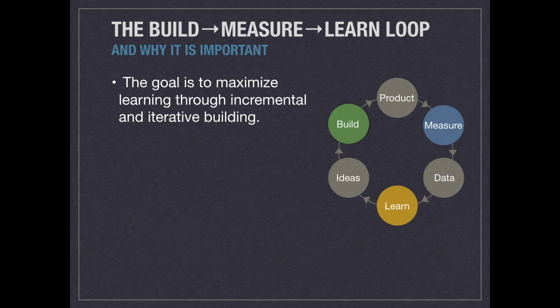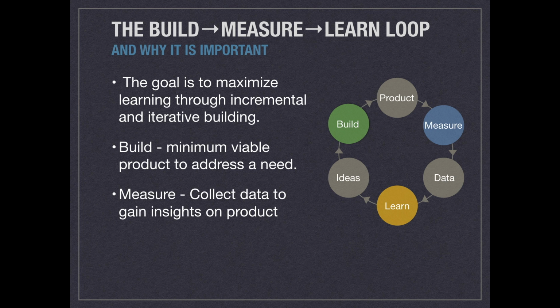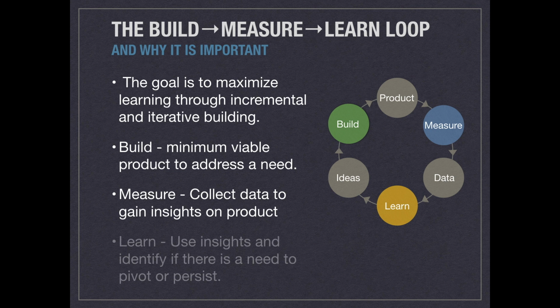As we can see here in this diagram, the build phase allows us to build a product that attempts to address a need. In this MVP, this minimum viable product, we should define areas to measure in the measuring process. This is where we'll collect data to gain insights on the product at hand. Next, we'll use the insights to identify if there's a need to pivot or persist.